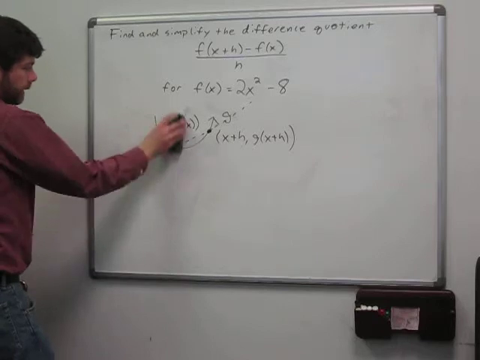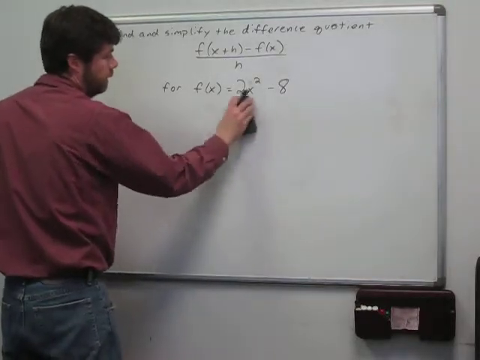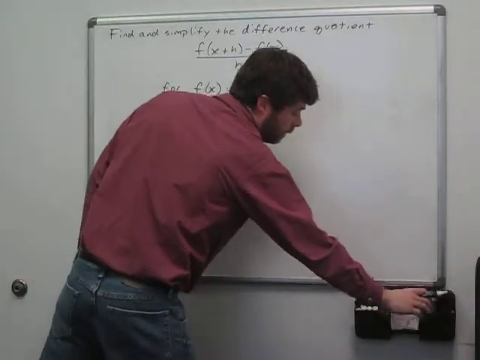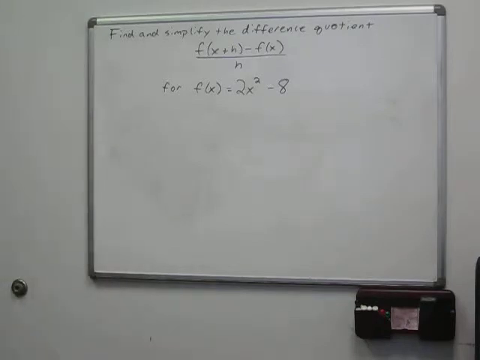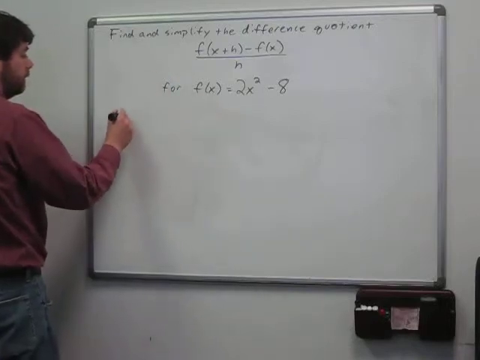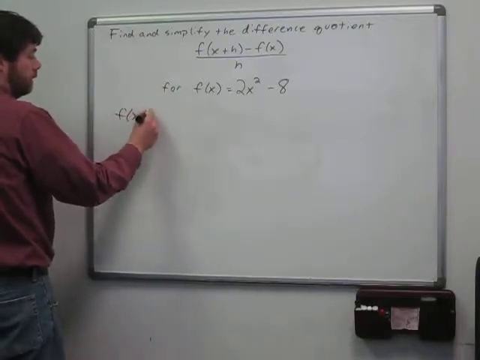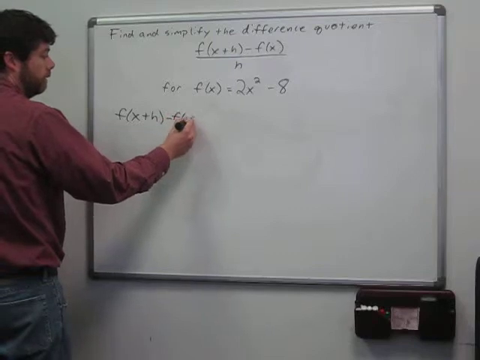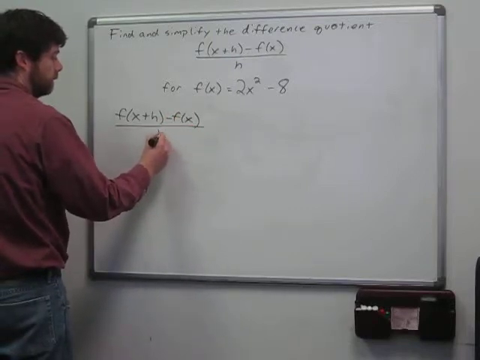So now that we understand that this is just a different way of thinking about the average rate of change and a general way of thinking about it, let's go ahead and compute this difference quotient for the given function.